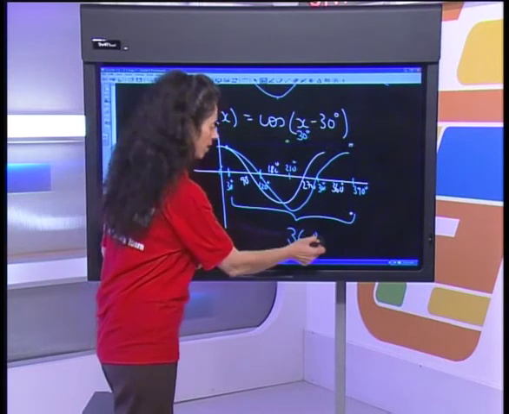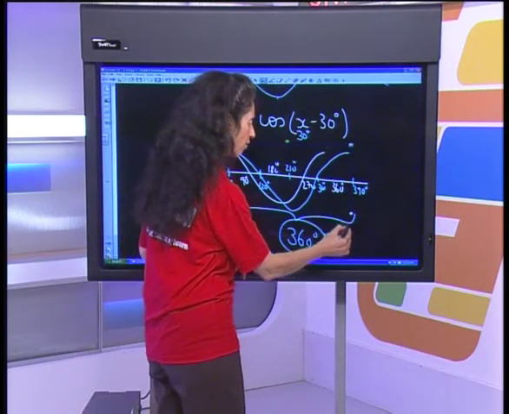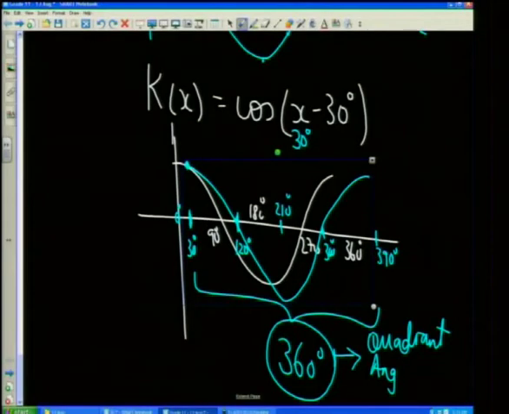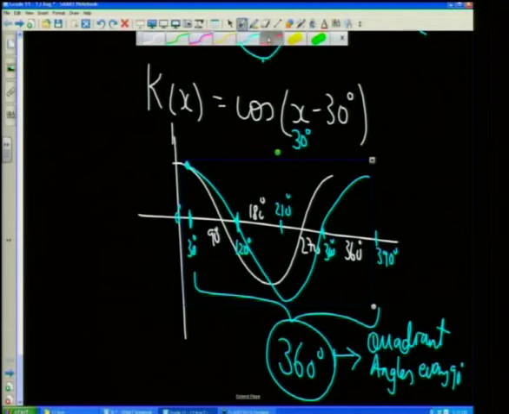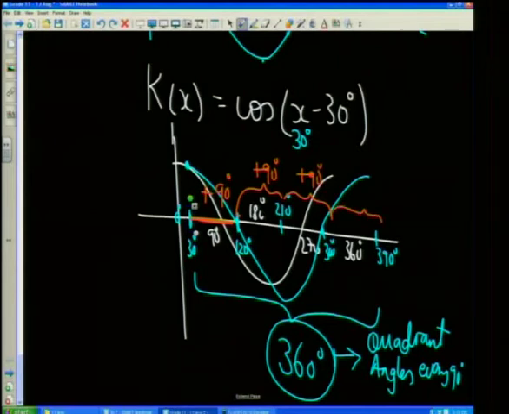Another way of doing it is if you've got 360 degrees as your period, then your quadrant angles are found every 90 degrees. So what you now do is you can say, let's choose orange, 30 degrees plus 90 degrees would give me 120. 120 plus 90 degrees would give me the 210. 210 plus 90 degrees and 300 plus 90 degrees.